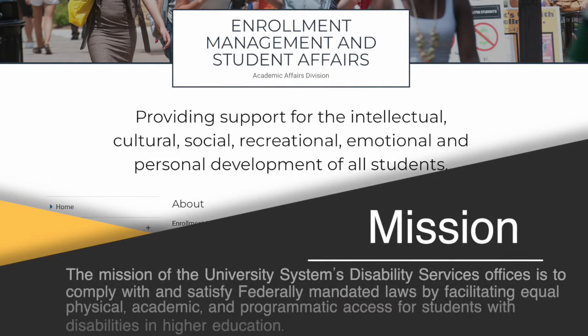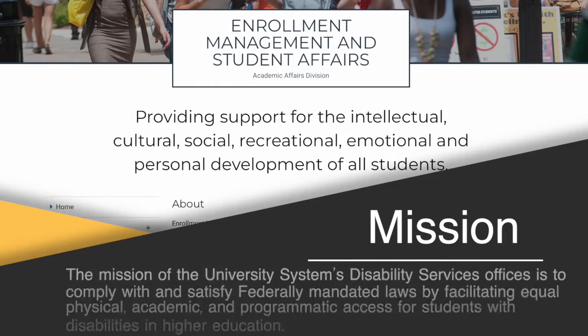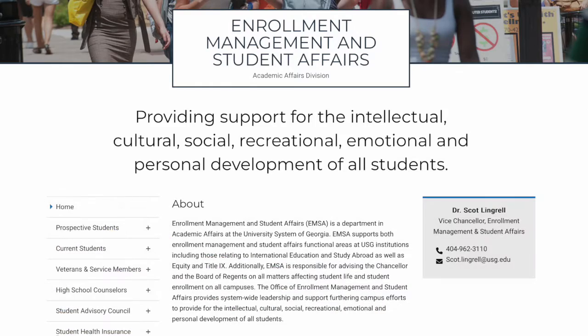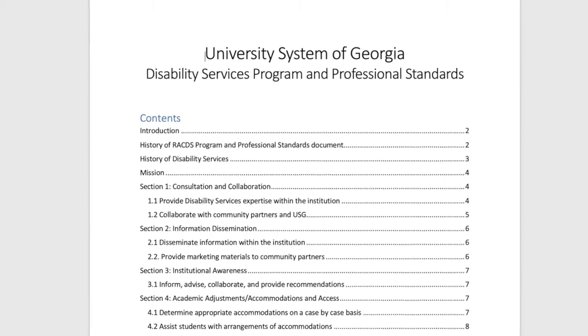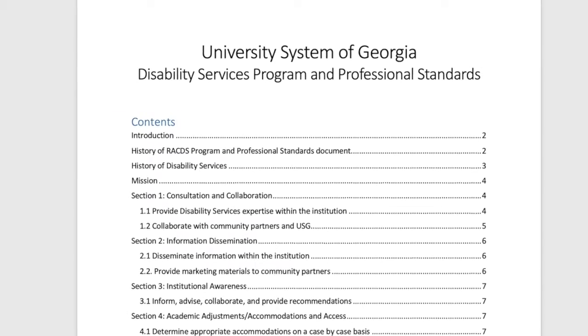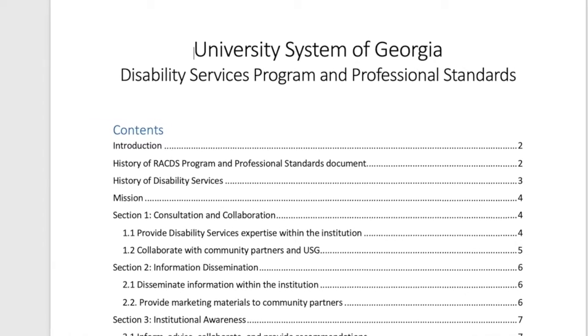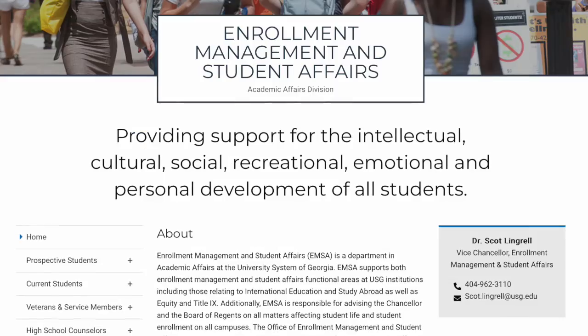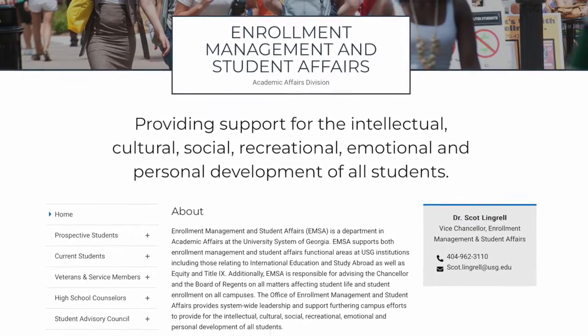The mission of the University System's Disability Services offices is to comply with and satisfy federally mandated laws by facilitating equal physical, academic, and programmatic access for students with disabilities in higher education. To support the mission of Disability Services offices, the program and professional standards were created by the RACDS in 2010 and updated in 2016 to reflect the current state of disability services. The program and professional standards are available on the USG Student Affairs website.